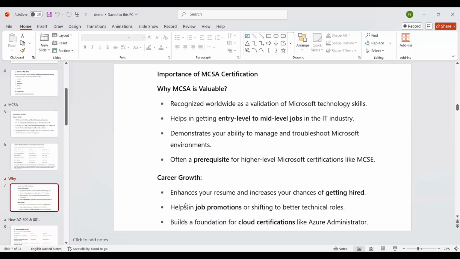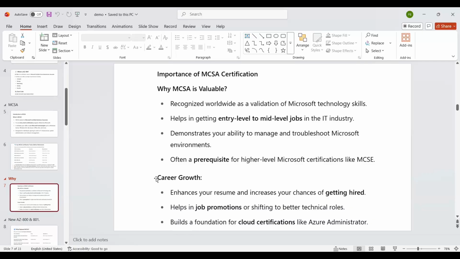Career growth: after completing any certification, you will get better opportunities to prove yourself, right? When you have the certification in your resume, it will highlight and enhance your resume and increase the chance of getting hired. Also, after completing the certifications, you can get promotions in your existing company. You can shift to better technical roles. Like if you are working as a desktop support engineer, you can move towards system administrator. These things you can do.